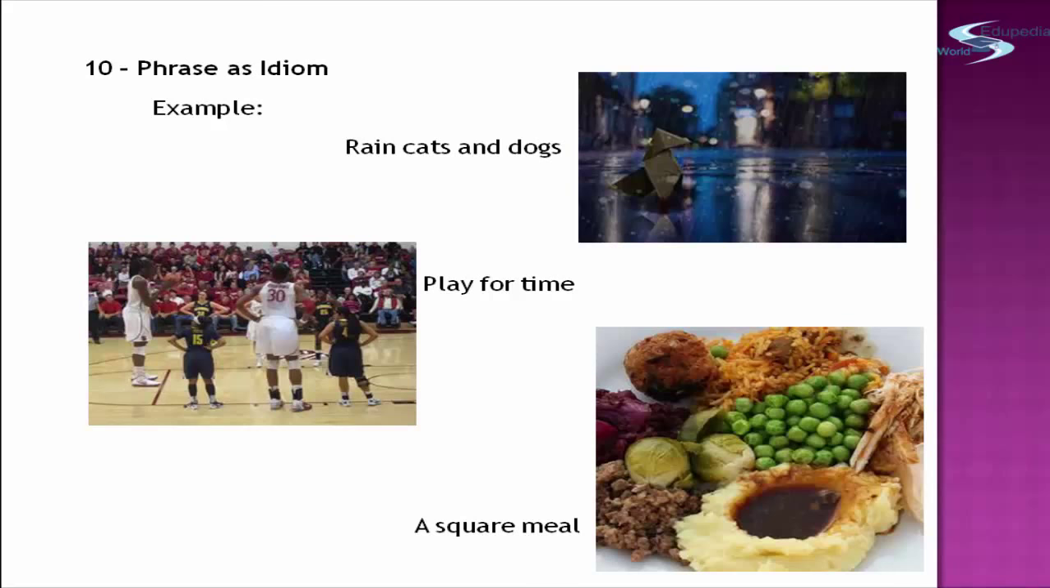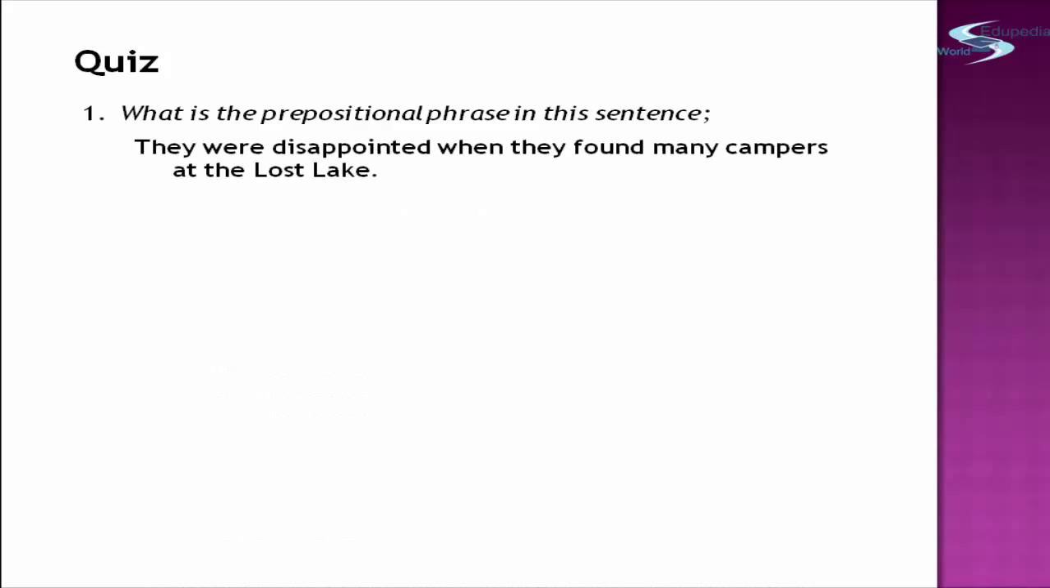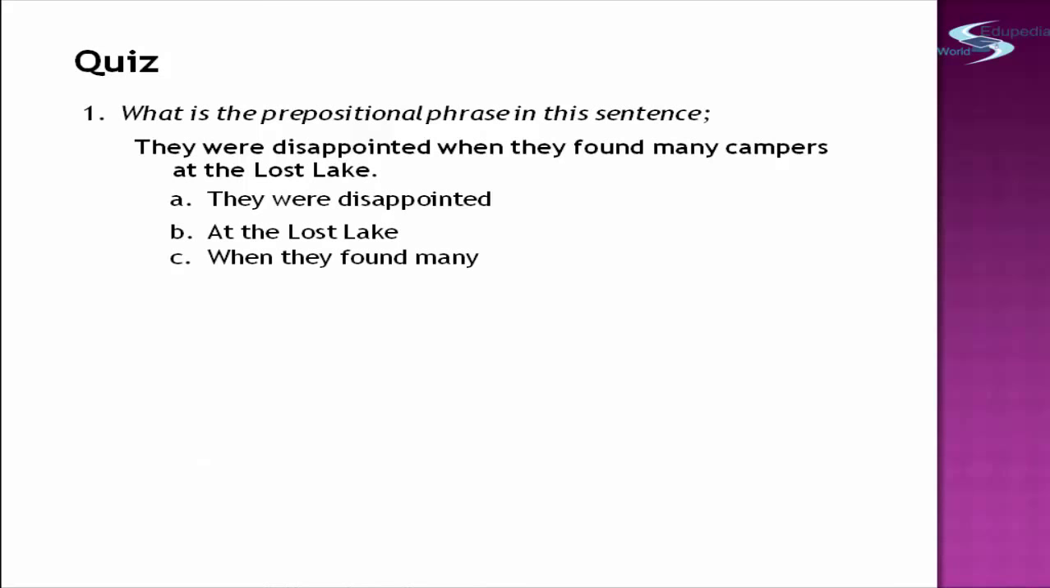Okay, let us have a quiz. Number 1. What is the prepositional phrase in this sentence? They were disappointed when they found many campers at the lost lake. A. They were disappointed. B. At the lost lake. C. When they found many.